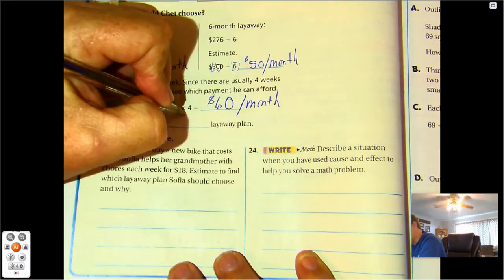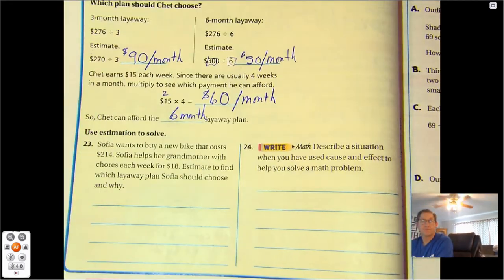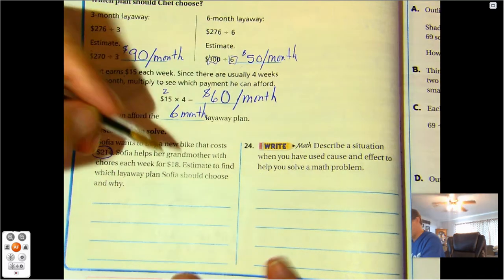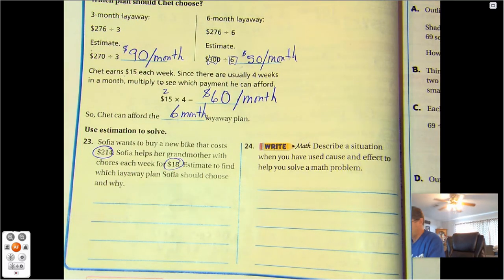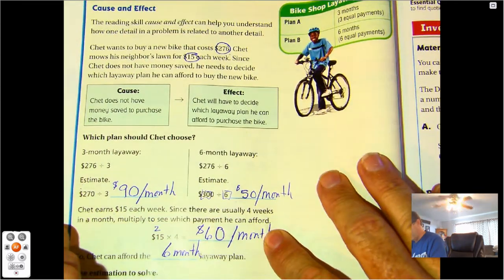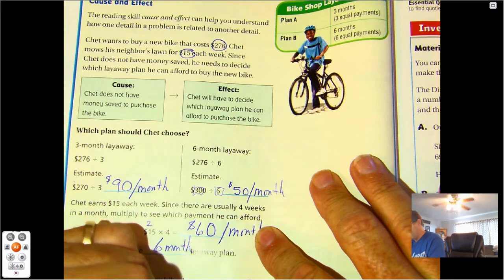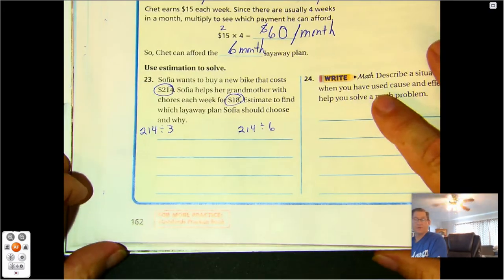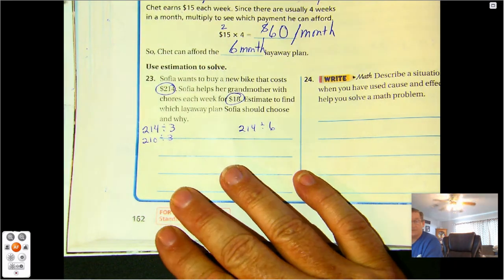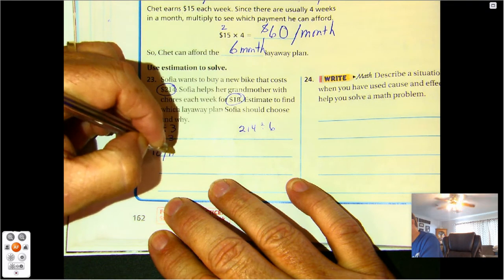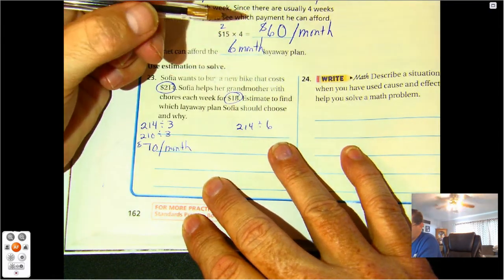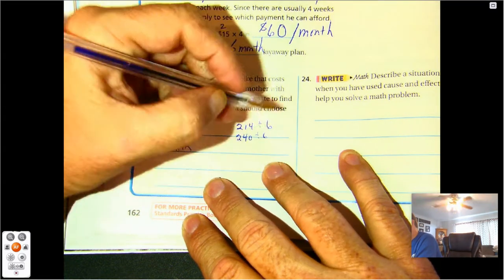All right. Sophia wants to buy a new bike that costs $214. Sophia helps her grandmother with chores each week for $18. Estimate to find which layaway plan Sophia should choose and why. Okay, so we have 214 divided by 3, or 214 divided by 6. 3 and 21 can be divided, so I'm going to use 21 divided by 3. That's going to be about $70 per month. For the 6-month plan, I'm going to have to change the 214 to 240. And so that plan would be $40 per month.